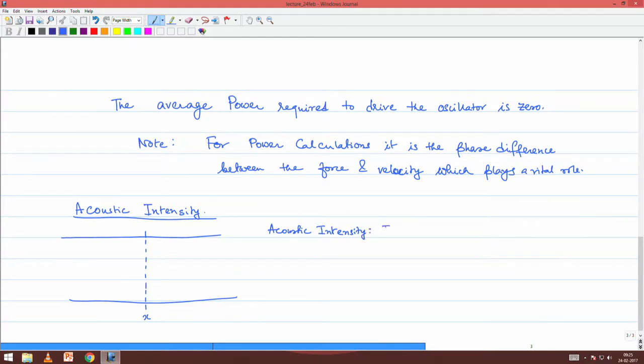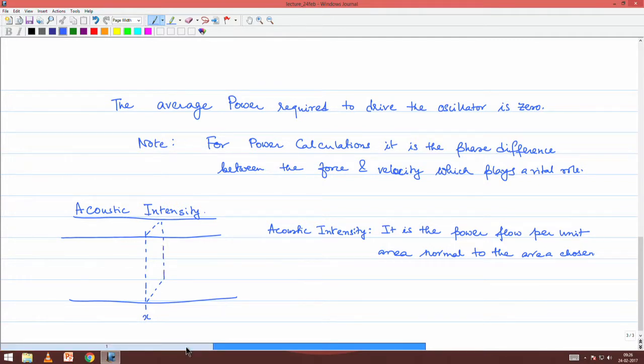It is the power flow per unit area normal to the area chosen. Okay. So, here which is the area? The area is precisely this area, the section, right.